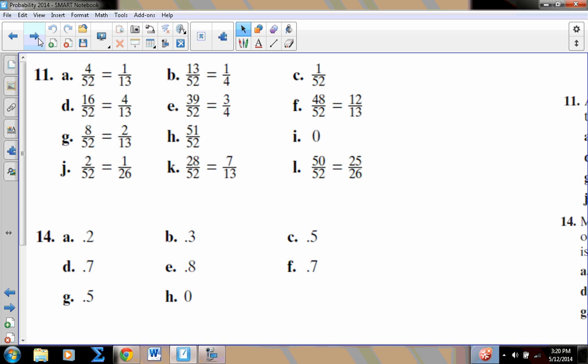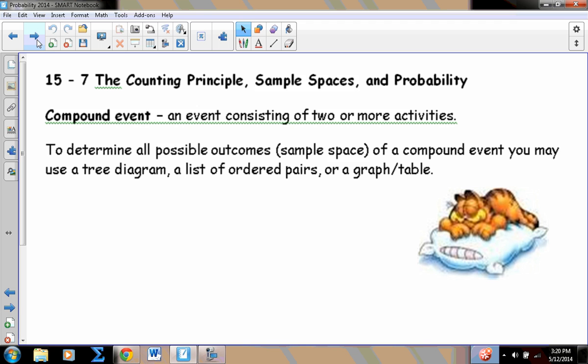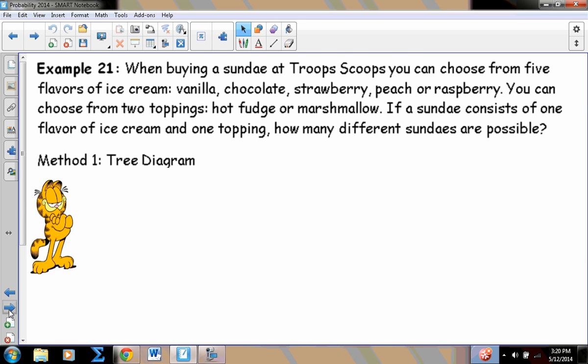Okay, at this point, you need to have new notes for today. The notes start with section 15.7 on the counting principles, which is on sample spaces and probability. A compound event is an event consisting of 2 or more activities, so we're going to do 2 things at one time. And we're going to do some examples of tree diagrams, which should not be new, listing ordered pairs, which should also not be new, and illustrating in a table.